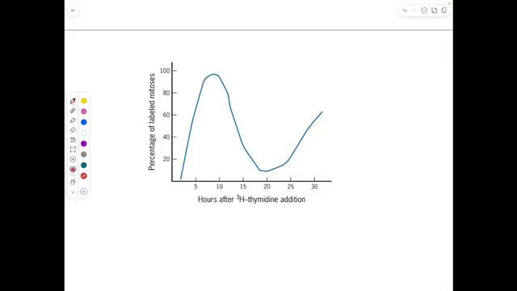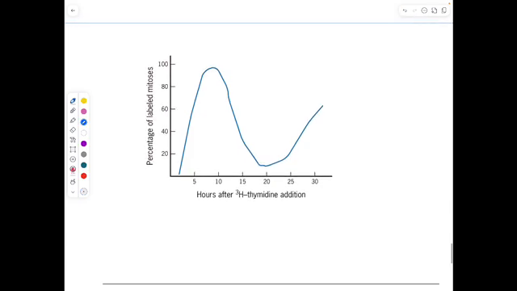Hi everyone. In this video, we discuss the cell division cycle phases. To understand the different stages of the cell cycle, we should know how these different phases of the cell cycle or cell division were discovered by scientists, and what experiments led to identifying that different phases exist in cell division or the cell cycle.